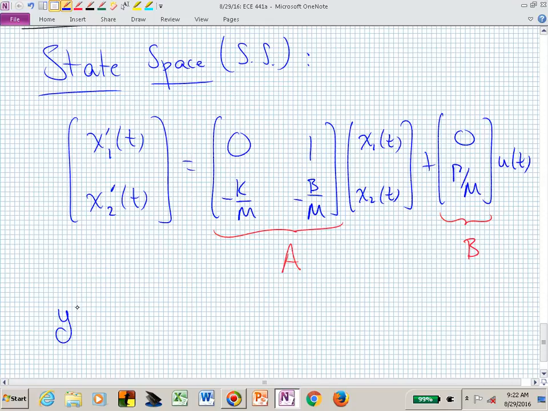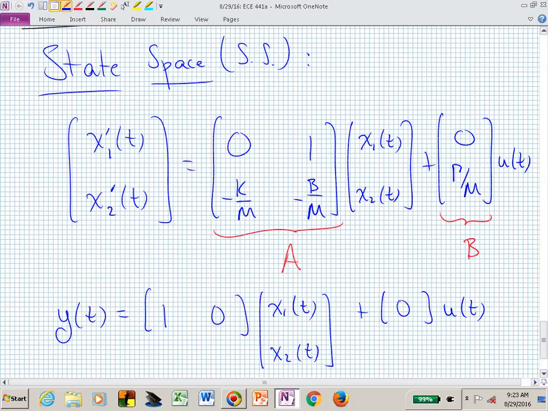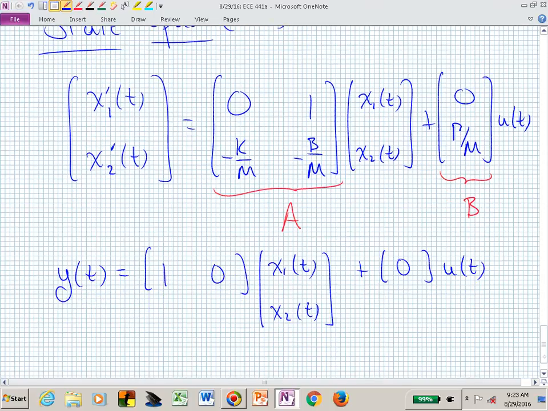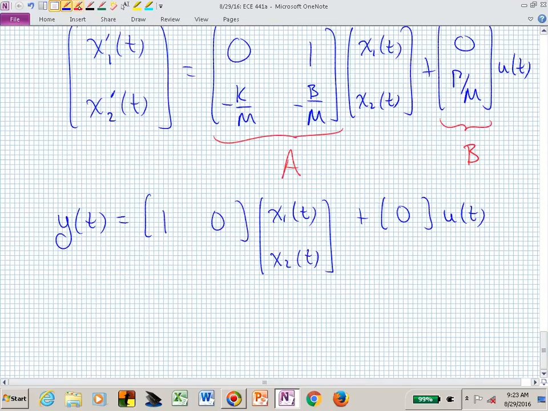And last time, to be consistent with everything else, we said our output was just going to be the position variable, which in the state space representation was x sub 1, and there was no input directly feeding through into the output y. So our D matrix, or the direct feed through matrix, was 0.